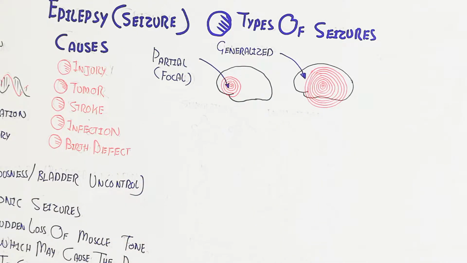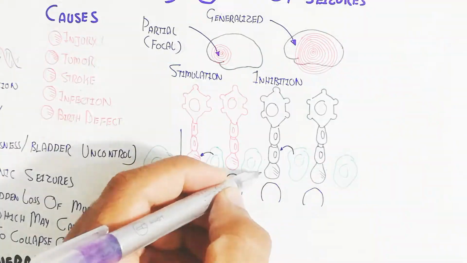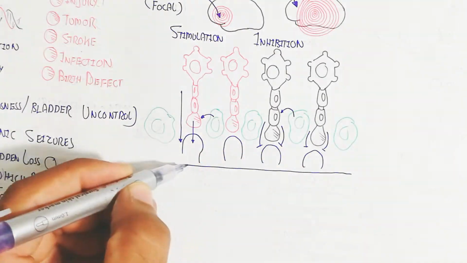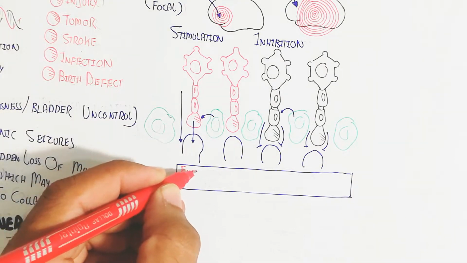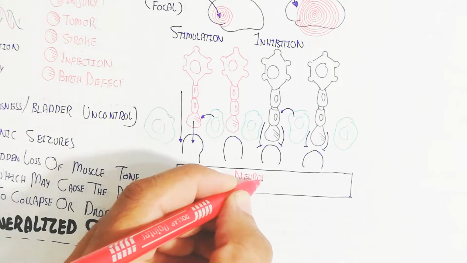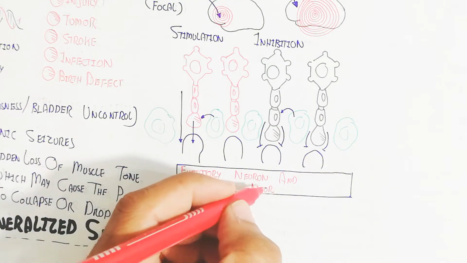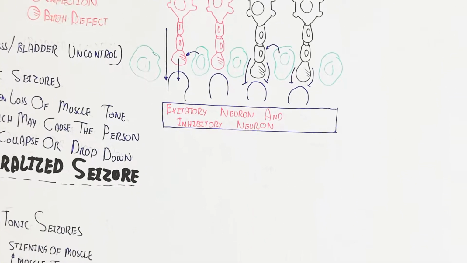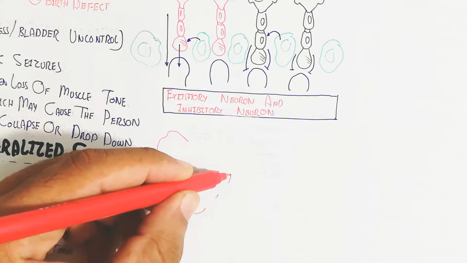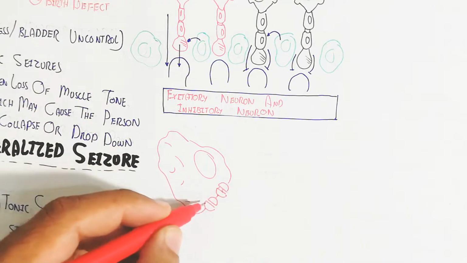So this involves inhibitory neurons and excitatory neurons. The black color shows the inhibitory, while the stimulation for the nerve impulse is through the excitatory neuron. The interneuron is also present and the neuroglial cell is present. So the excitatory neuron and inhibitory neuron are involved in epilepsy. This is the glial cell.